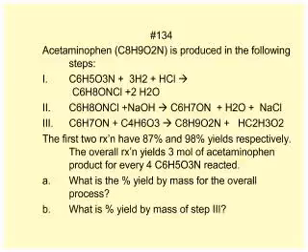The overall reaction yields 3 moles, so C8H9O2N. I'm just trying to identify these. There's so many C's and H's in here. So the overall is 3 moles of acetaminophen product for every 4 moles of C6H5O3N reacted. So that's the first one right here.